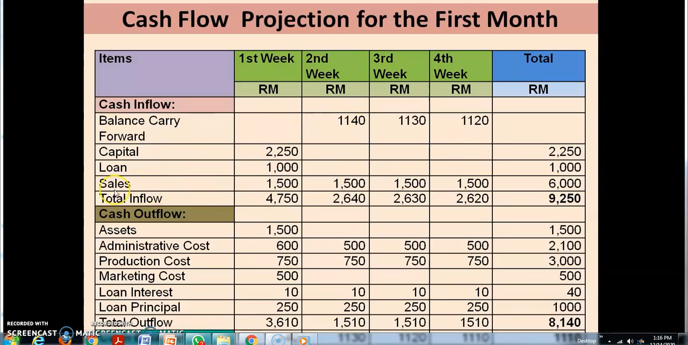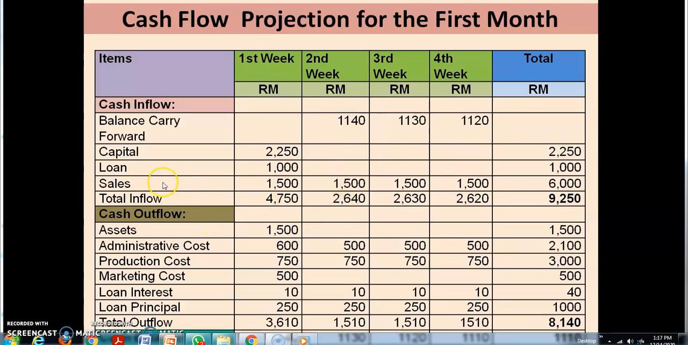So you need to put the figure in here. And then the sales, let's say 1,500, same as the first week sales, and the total inflow will be 2640. This figure plus this figure will get this figure. Okay, the total cash outflow is 1130. You have to total up all these expenses. It will be 1130, and you have to deduct total outflow from total inflow. So you will get the cash balance for the second week 1130. And then this 1130 you need to carry forward to the third week, 1130 here.